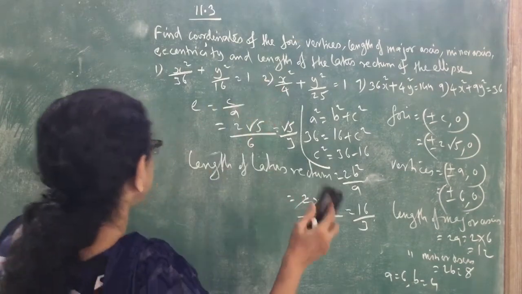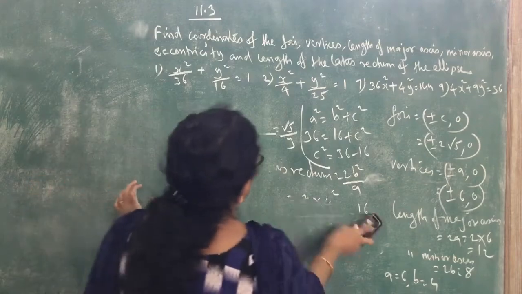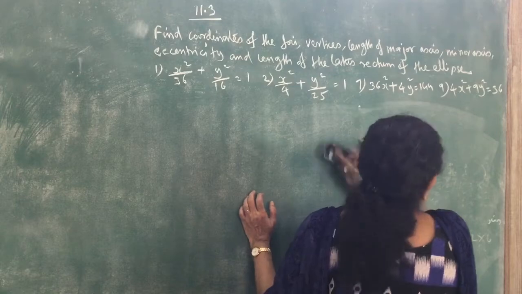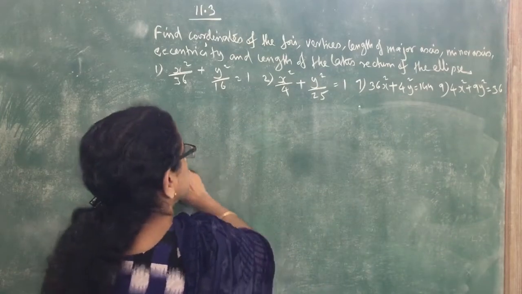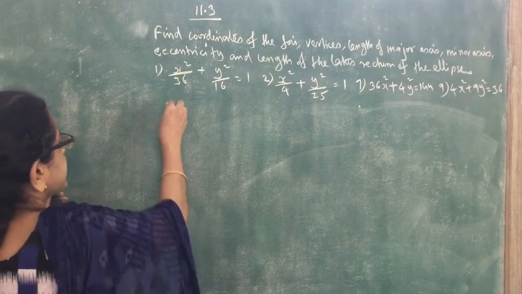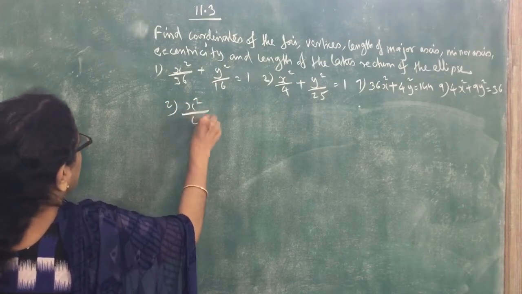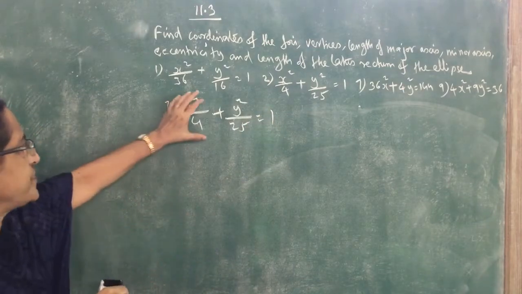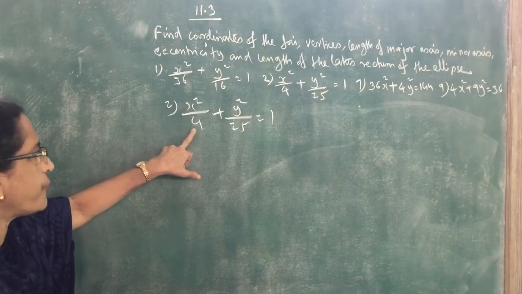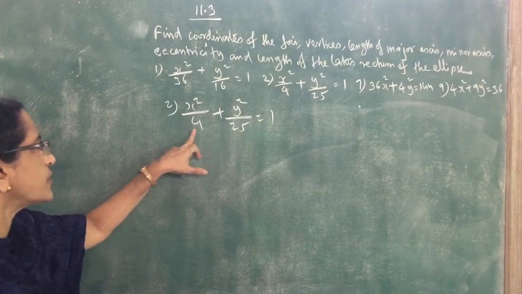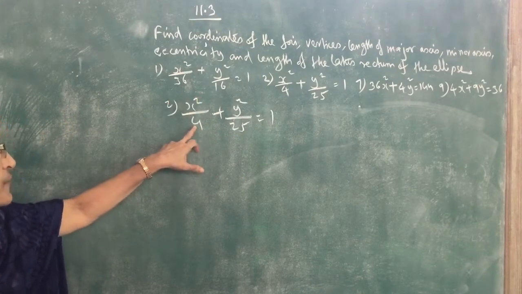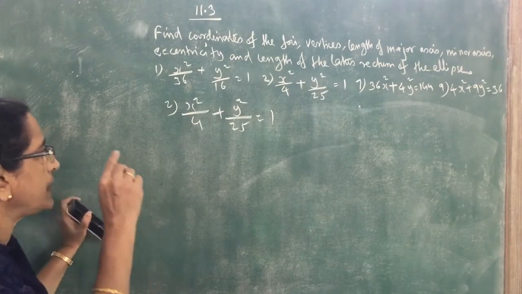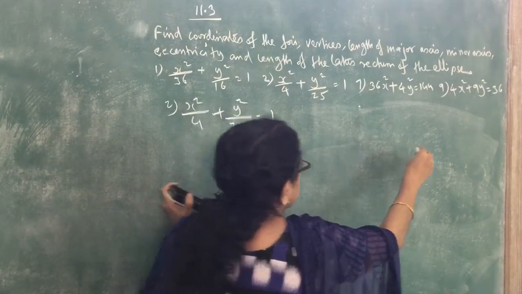Now see the second question, x square by 4 plus y square by 25 equal to 1. Here the denominator of the x square term is 4, and the denominator of the y square term is 25. So the denominator of the x square term is less, 4 is less than 25. So it is the second type ellipse.